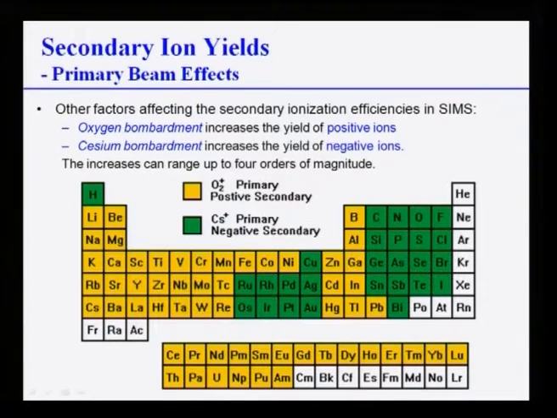On the other hand, there is a set of atoms like carbon, nitrogen, all this group here, oxygen, fluorine, chlorine, silicon, phosphorus, for which a large amount of secondary yield is possible when you use Cs plus primary ions.